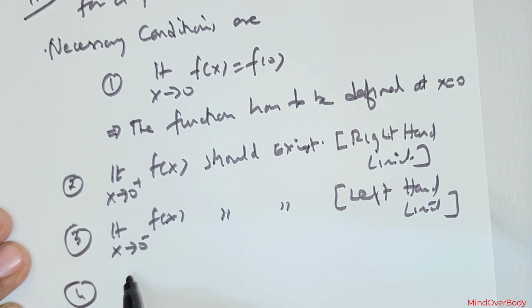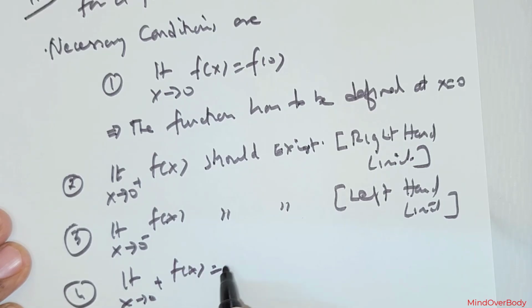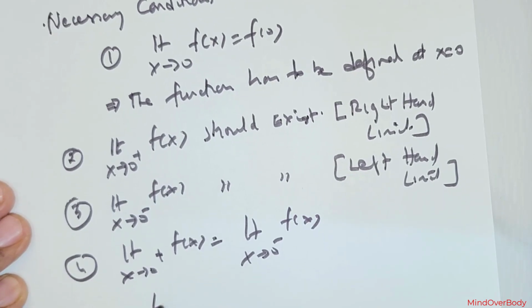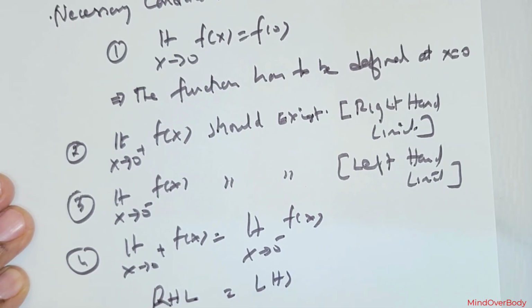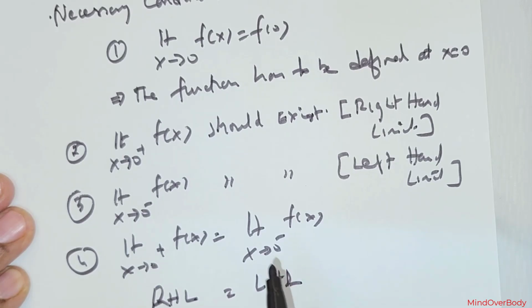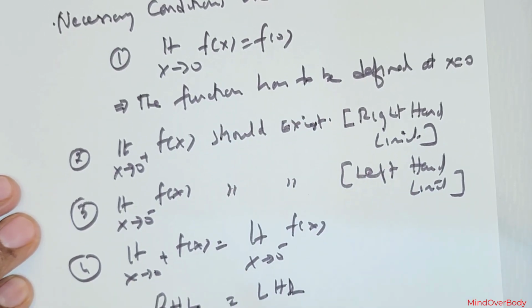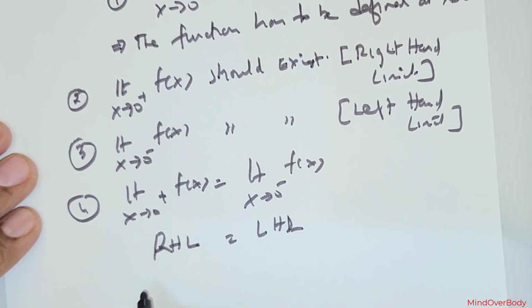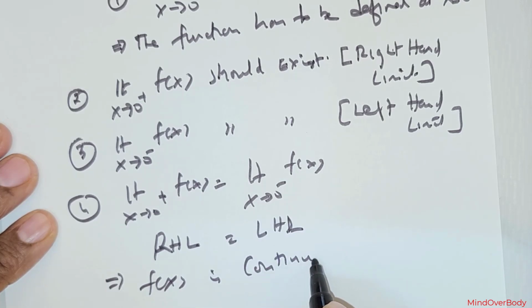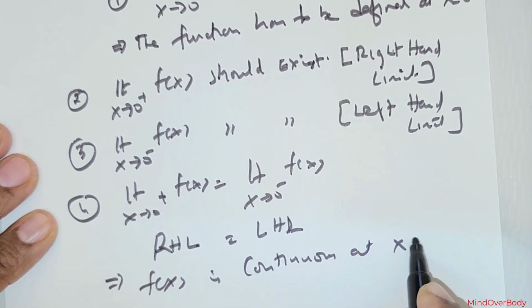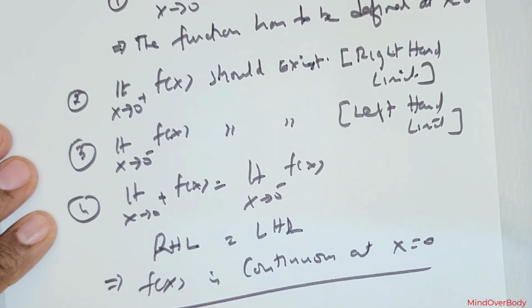Condition number 4 is limit x tending to 0 plus of f of x should be equal to limit x tending to 0 minus f of x. The meaning is the right hand limit should be equal to the left hand limit. So all these should be checked. If all these things hold good, this means f of x is continuous at x is equal to 0. Okay?